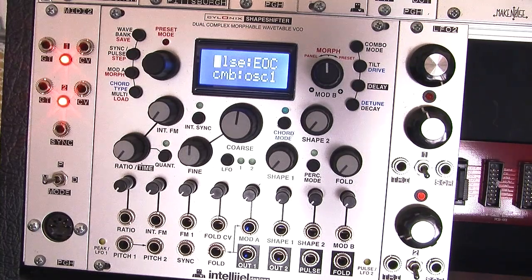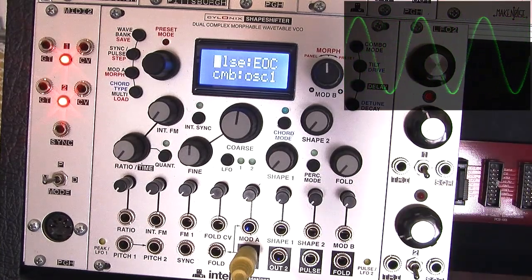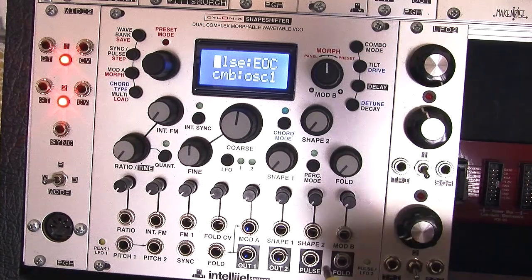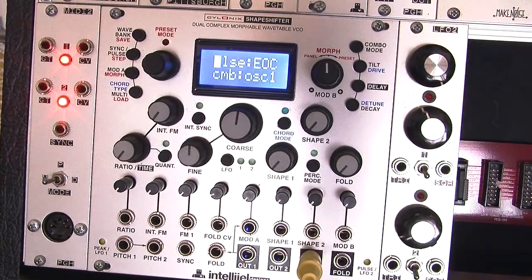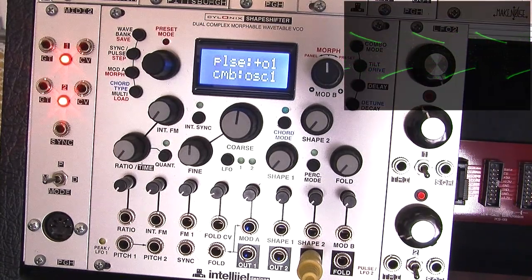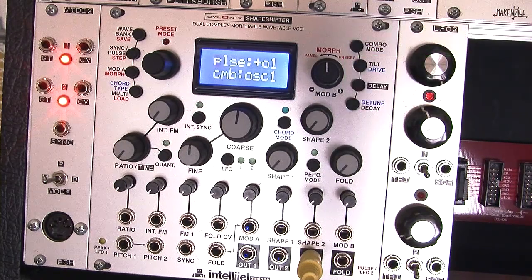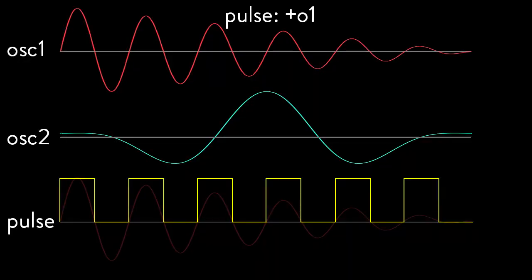So for example, if I were to listen to the output of oscillator 1, we have a sine wave. If we listen to the pulse output and choose from the options to listen to oscillator 1 positive, we're going to get a square wave because that sine wave is symmetrical above the center line and symmetrical below. So it has equal parts positive and negative in its waveform. That gives us equal parts high and low on the pulse output.